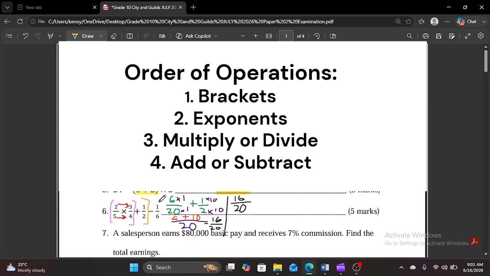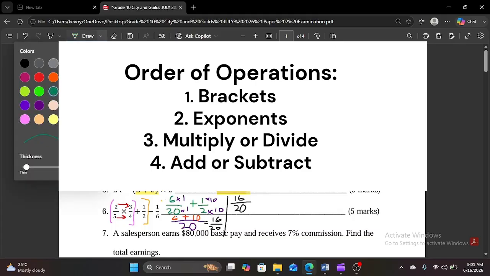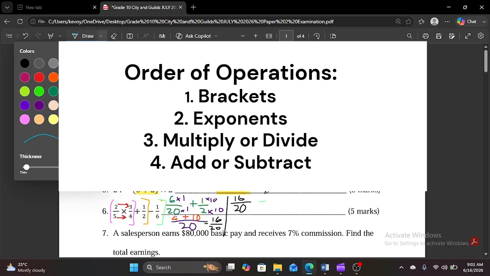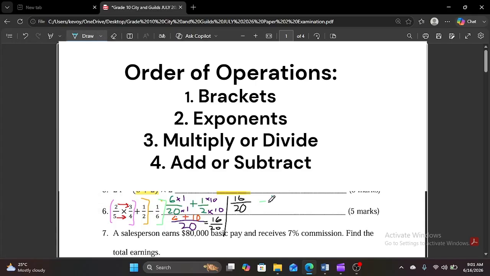So the only thing left that I have to do is to subtract the what? 1 over 6. That's the last thing that I have to do. So this 16 over 20, I'm going to subtract 1 over 6 from it. That's going to be minus 1 over 6. We're going to do the same thing: find the lowest common denominator between 20 and 6.